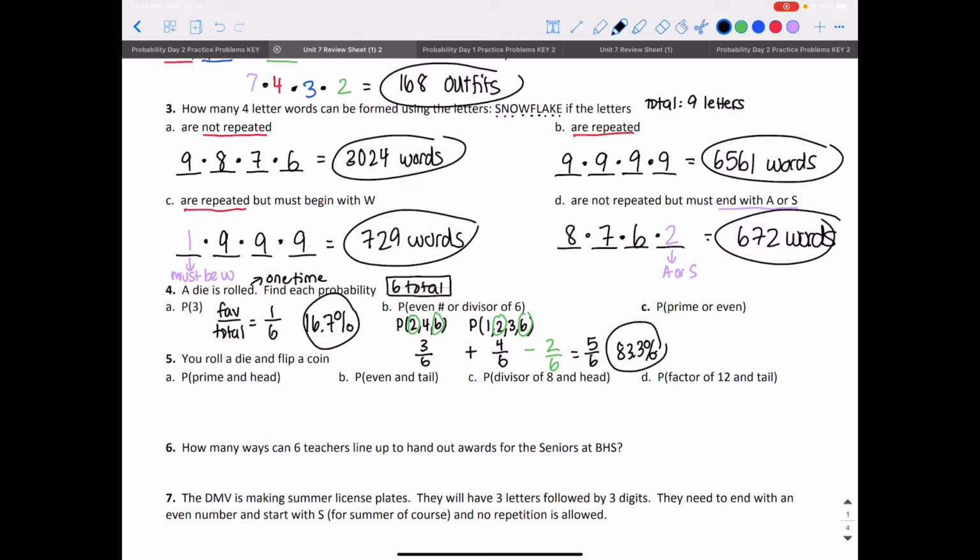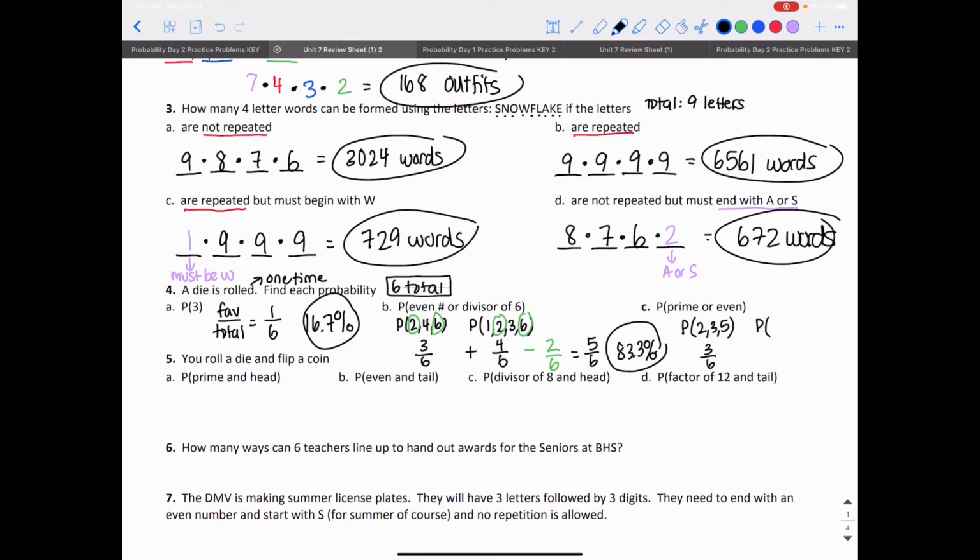And then for C, I have the probability of a prime number. So prime numbers are... Wait, I'm so confused. Oh, never mind, I did that right. Okay, probability of a prime number is, the options for prime are 1, no, not 1, sorry, 1 is not a prime number. 2, 3, and 5, and then that is 3 out of 6.